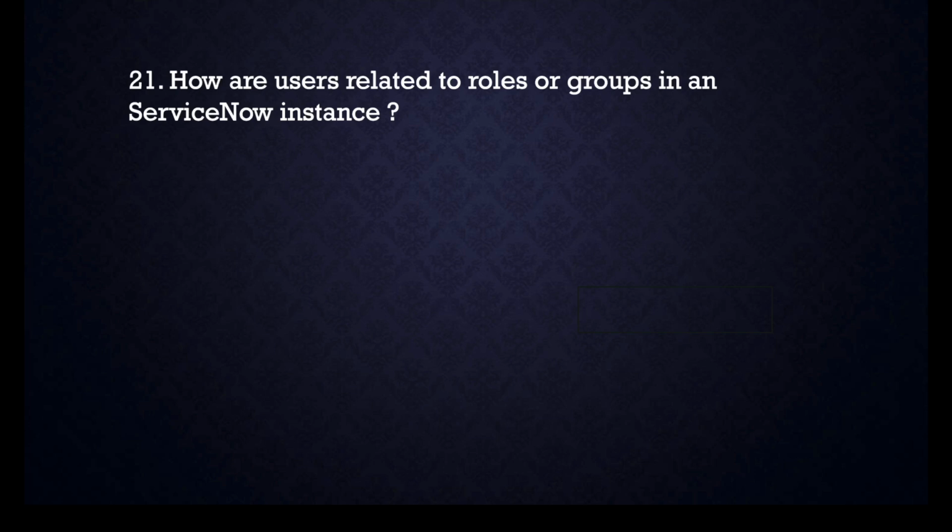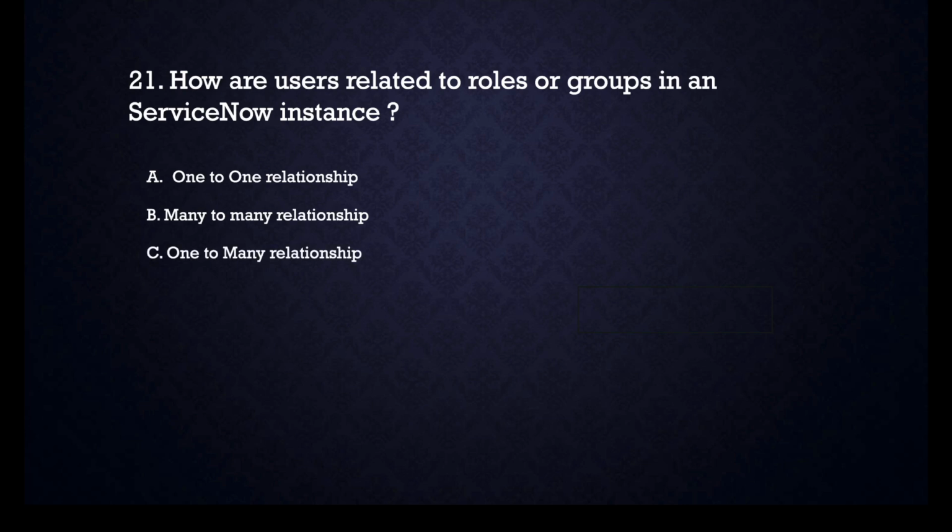How are users related to roles or groups in a ServiceNow instance? Let's see the options. One-to-one relationship, many-to-many relationship, one-to-many relationship, many-to-one relationship. So the correct answer is many-to-many relationship.